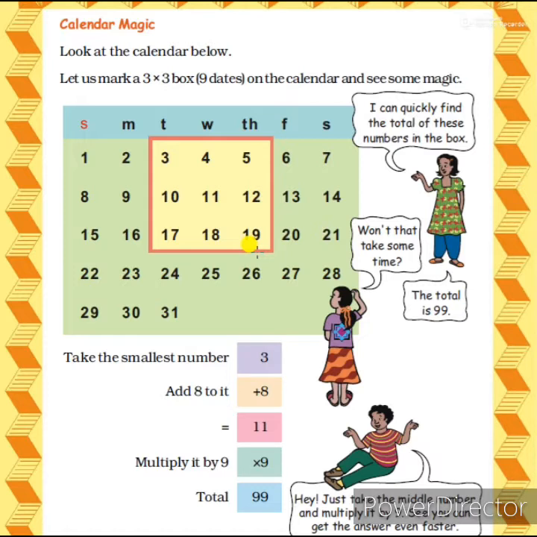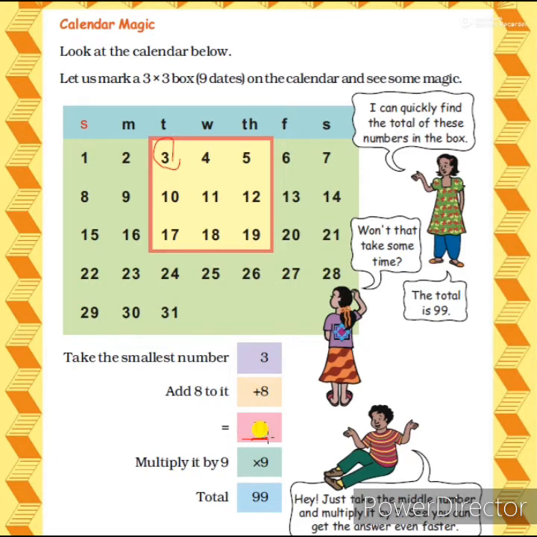To find the sum of these 9 numbers, the easy method is to take the smallest number. Here in this box the smallest number is 3, and add 8 to this number. Why are we selecting 8? Because the total number of numbers is 9. The first number we have already taken, 3. The remaining 8 numbers are there. Add 8 to this number. So 8 plus 3 is 11.